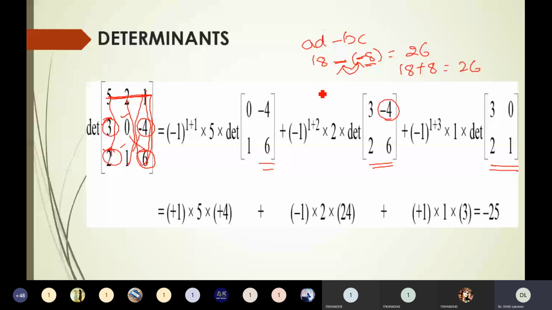That is 52, 2 into 26, 52. Then what is the third value? 1 into AD minus BC. 3 minus 3 is 3. This is -1, madam.